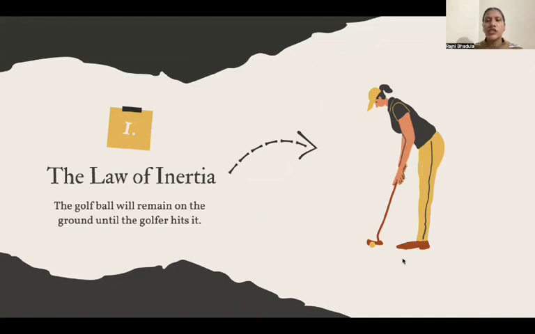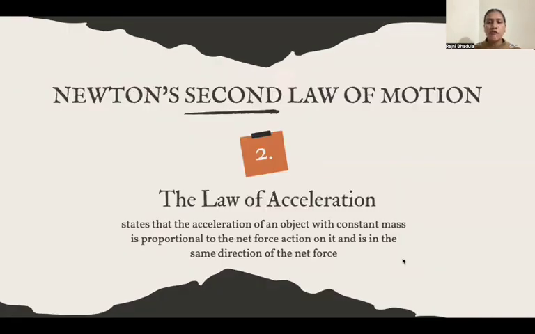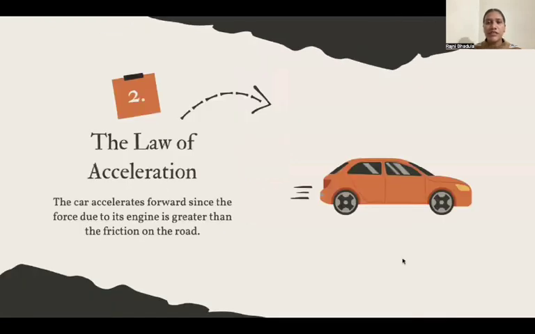Now let's move on to Newton's second law of motion, also known as the law of acceleration. It states that the acceleration of an object with constant mass is proportional to the net force acting on it and is in the same direction as the net force. For example, the car accelerates forward since the force due to its engine is greater than the friction on the road. So, this law is also known as F is equal to ma.